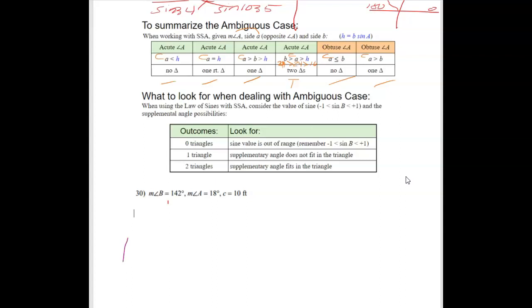Same thing. I'm going to draw my triangle. Sorry, I can't draw straight. I'm using a tablet. I don't have a touch screen. A, B, C. Angle B is 142. Angle A is 18. And C is 10.